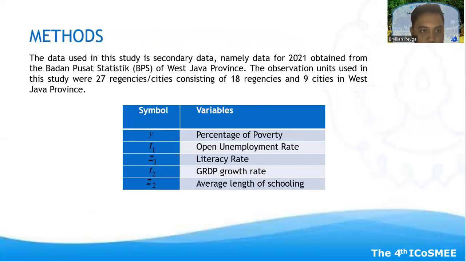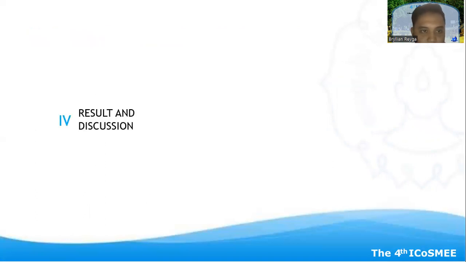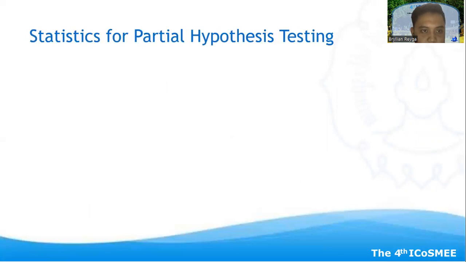Third, methods. The data used in this study is secondary data, namely data for 2021 obtained from the Badan Pusat Statistik of West Java Province. The observation units used in the study were 27 regencies or cities, consisting of 18 regencies and 9 cities in West Java Province. Fourth, result and discussion.